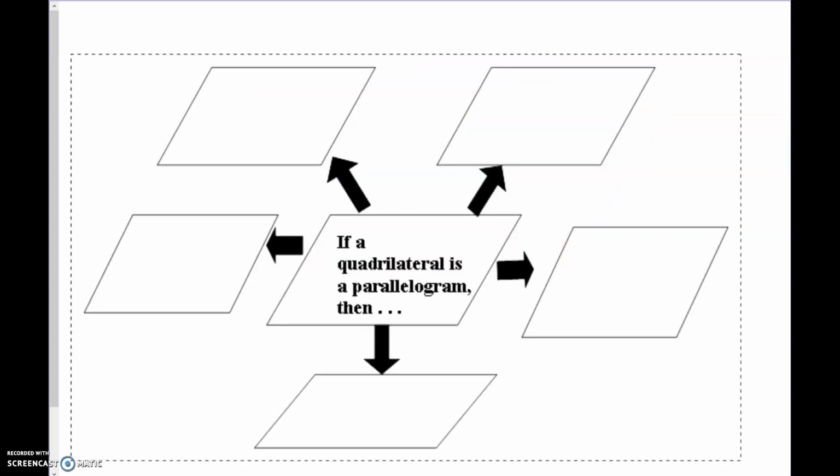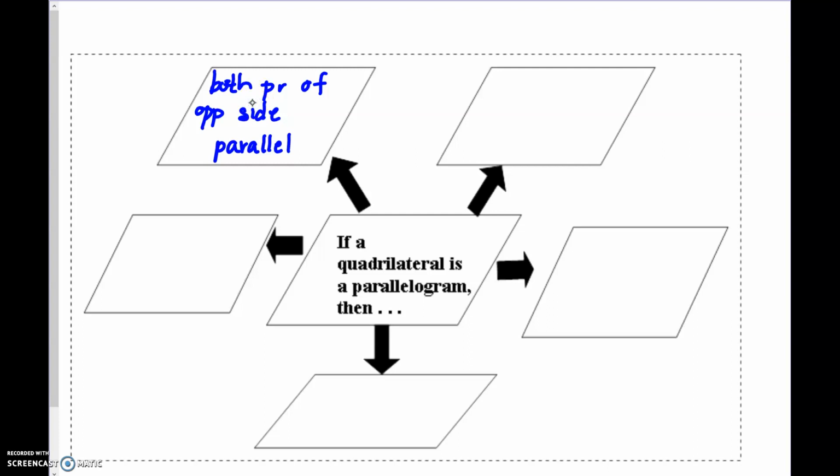Well, the first one is just the definition: if a quadrilateral is a parallelogram, then both pairs of opposite sides are parallel. What would happen is I would give you a parallelogram and we would do an investigation in the classroom if you were here.